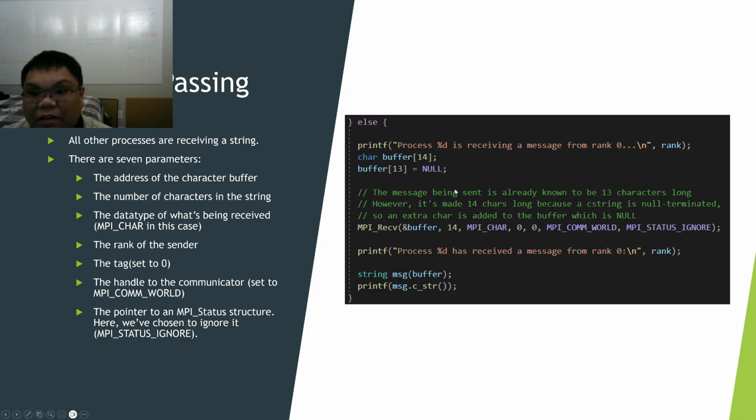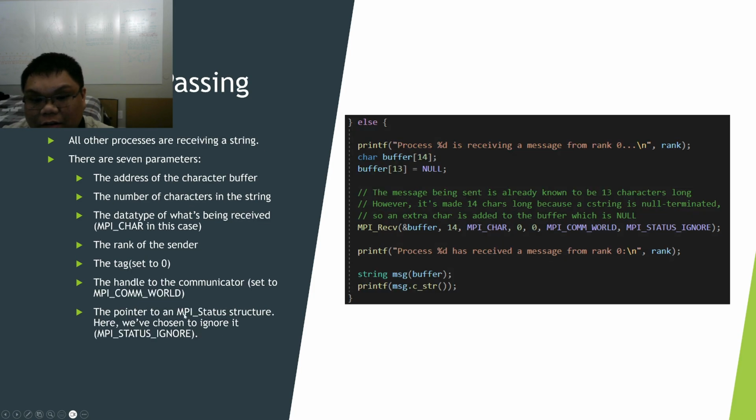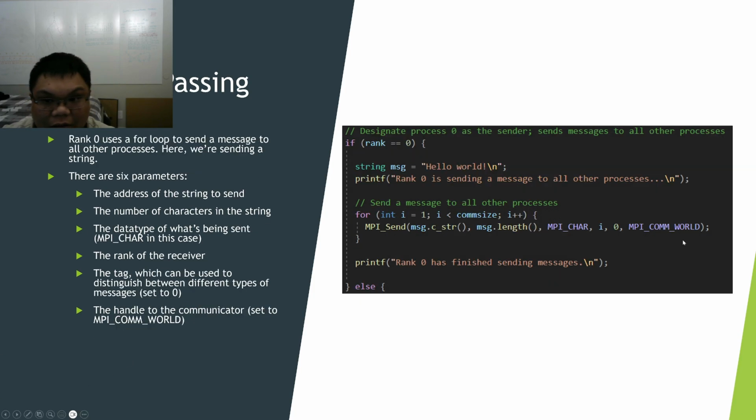Okay, so our character buffer is going to be null terminated. Basically, we're going to have a null terminated string here. We know beforehand that our message is going to be some number of characters. So 1, 2, 3, 4, 5, 6, 7, 8, 9, 10, 11, yada, yada. So this is what? 13 characters?